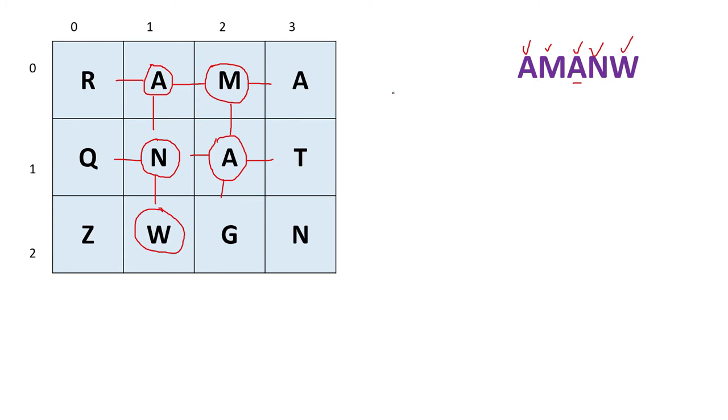A, M, A, N, W. This will be the word. And we got it, so we are able to search this. Now we have to check how we can get to the result programmatically.